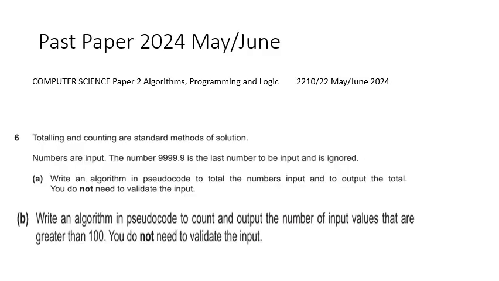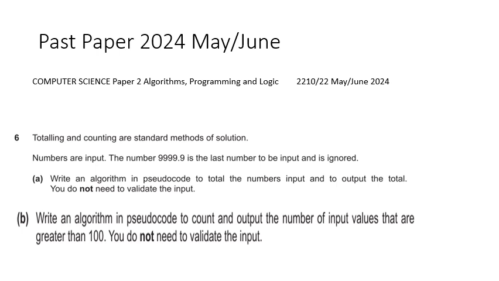Past paper question in May and June 2024. This is a little bit technical question, but if you read it thoroughly, you will understand it easily. Totaling and counting are standard methods of solution. Numbers are input. The number 9999.9 is the last number to be input and ignored. When you enter 9999.9, it should be stopped. The loop should be stopped.